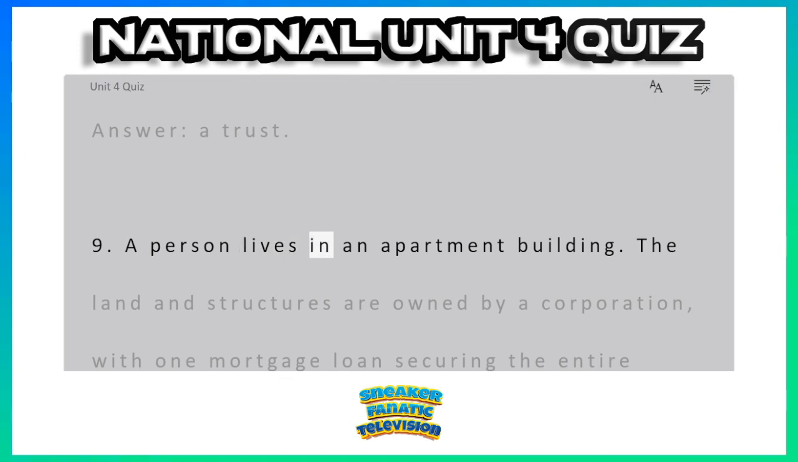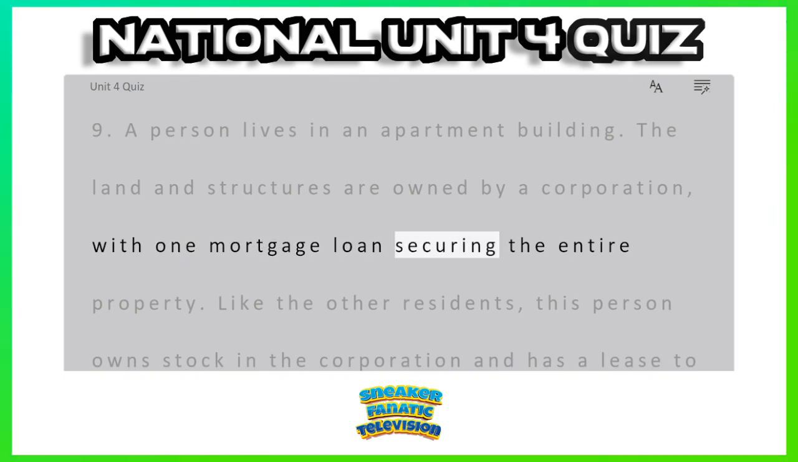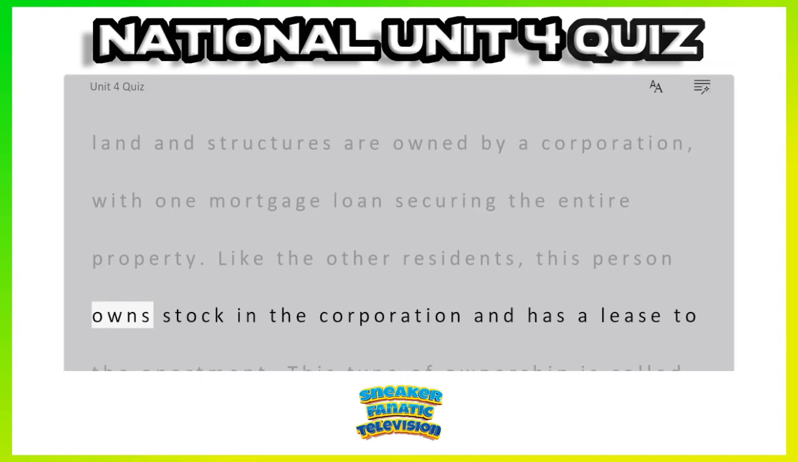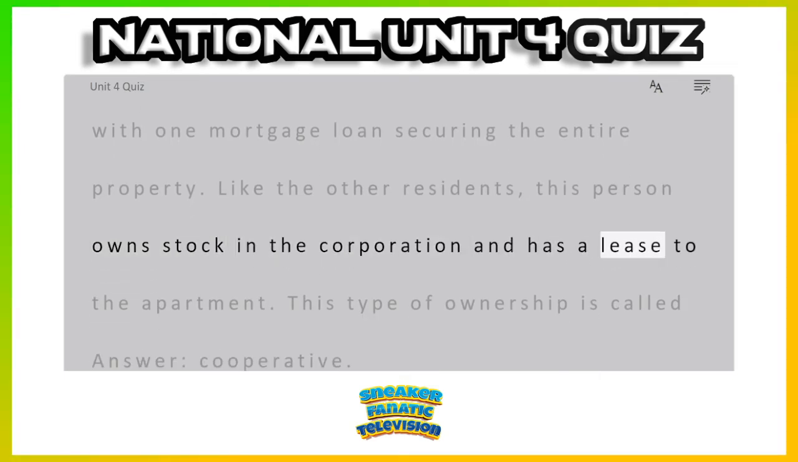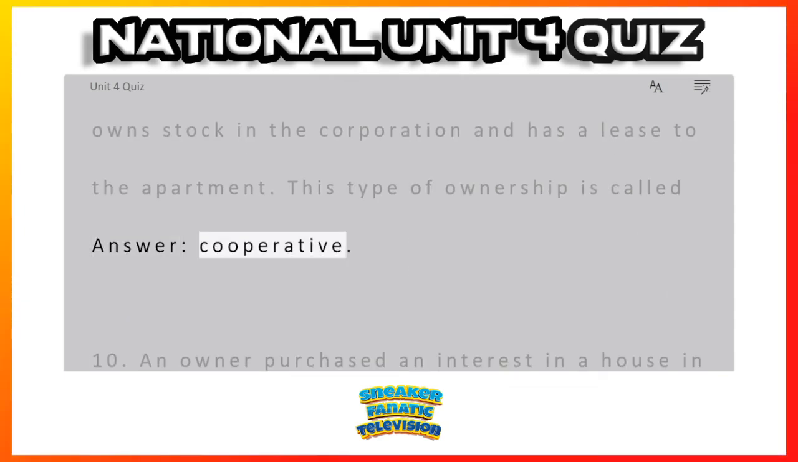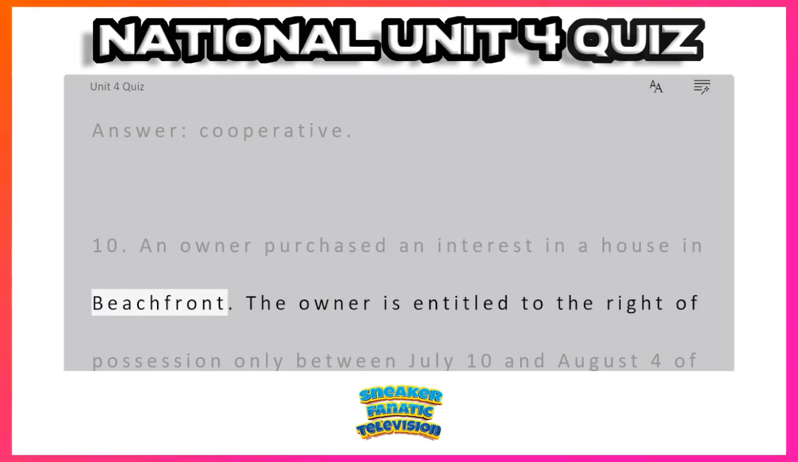A person lives in an apartment building. The land and structures are owned by a corporation, with one mortgage loan securing the entire property. Like the other residents, this person owns stock in the corporation and has a lease to the apartment. This type of ownership is called. Answer, cooperative. 10. An owner purchased an interest in a house in beachfront.